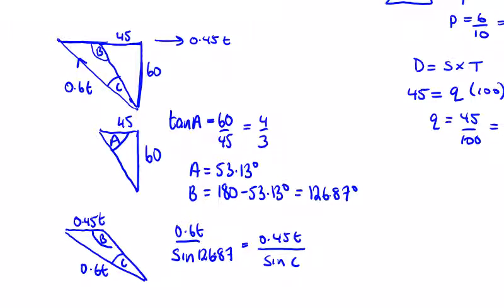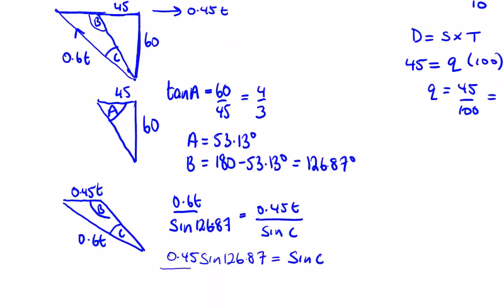So 0.45, I'll divide by T. Sine 126.87 is going to be 0.6 sine C. So just bring my 0.6 underneath. That will give me sine C to be 0.5999999, so it's probably 0.6 exactly, with the rounding of the 126.87.